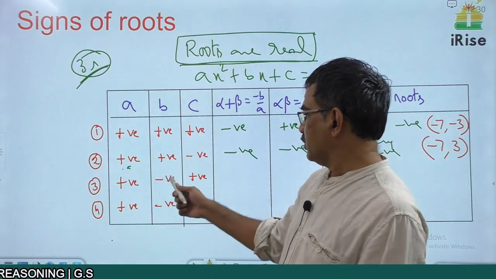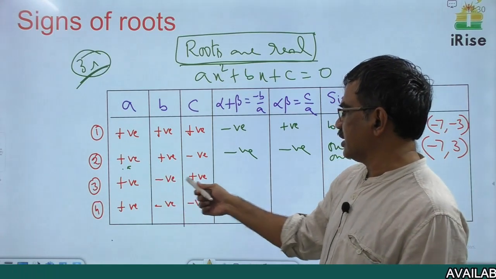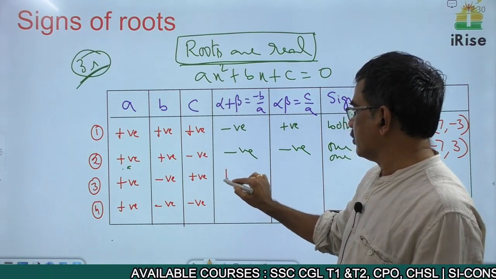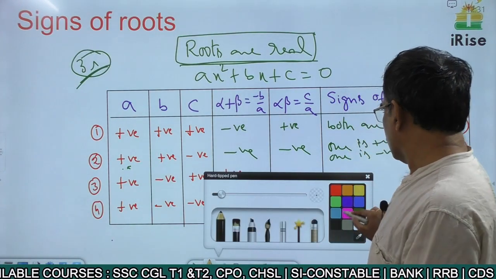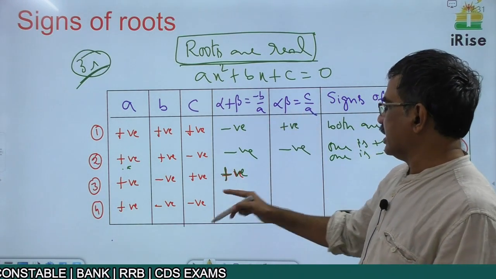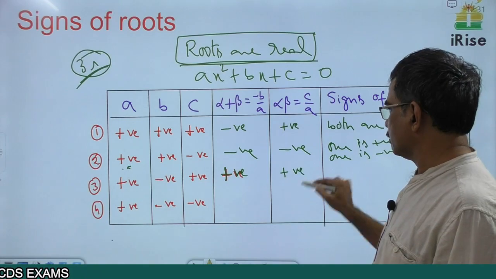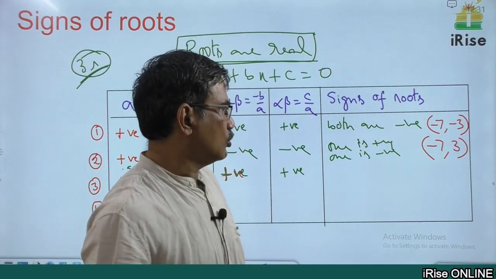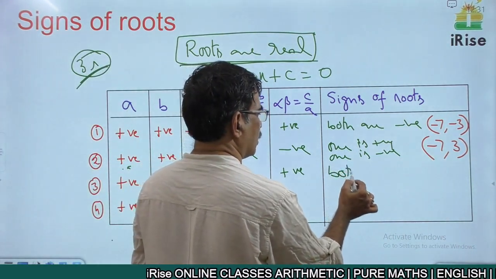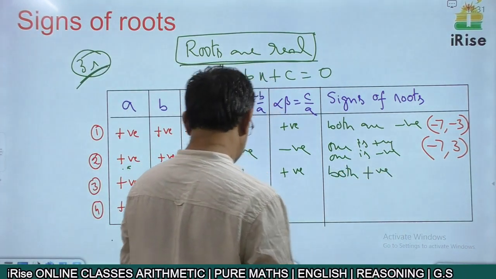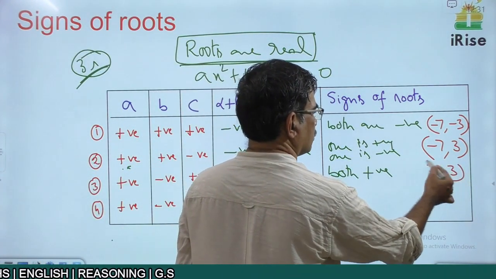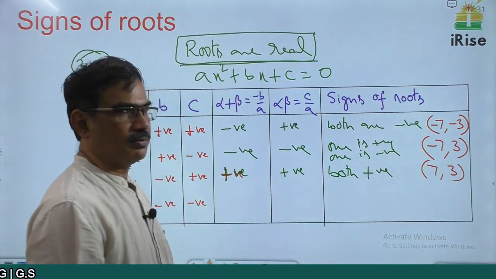Third one, positive, negative, positive. A is positive, b is negative, c is positive. Then what about the sum of the roots? Minus b by a, positive. Okay, minus b by a, this is positive. And c by a, positive by positive is also positive. Sum is positive and product is also positive. So therefore we say that both are positive numbers. 7 comma 3. Sum is positive, product is also positive.